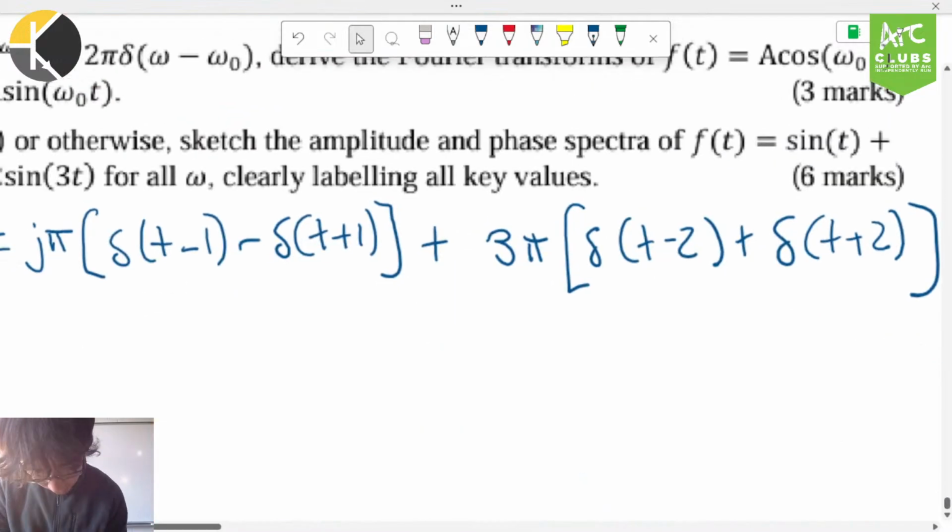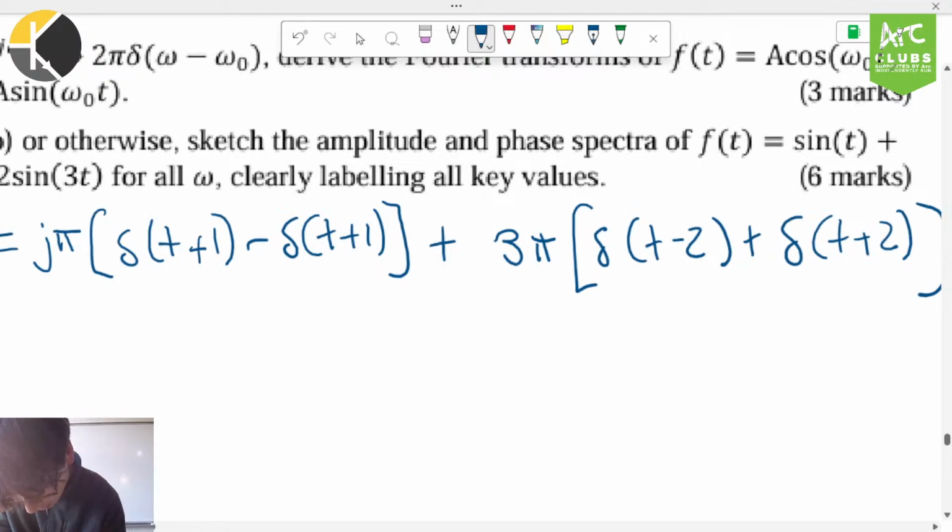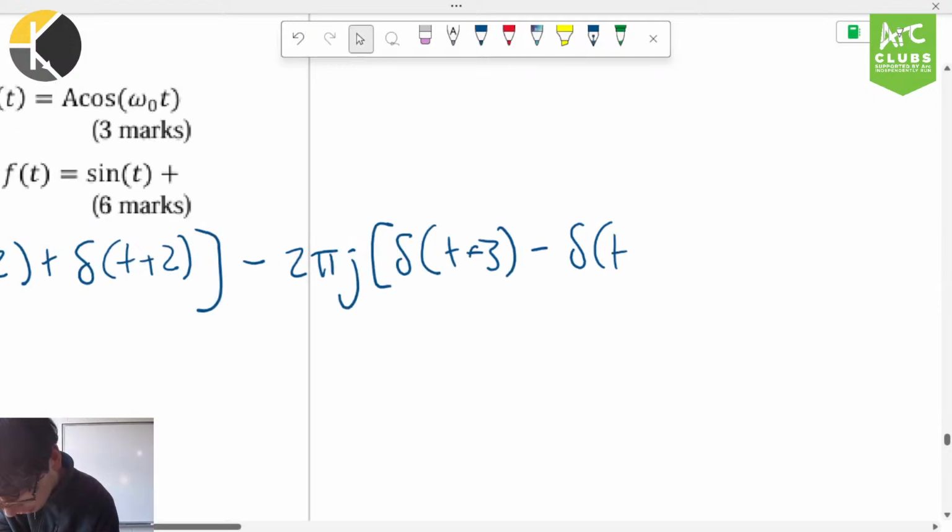So just correcting this, this should be a plus, and this should be a minus. Then over here, this should be a plus, and this should be a minus. Cool.